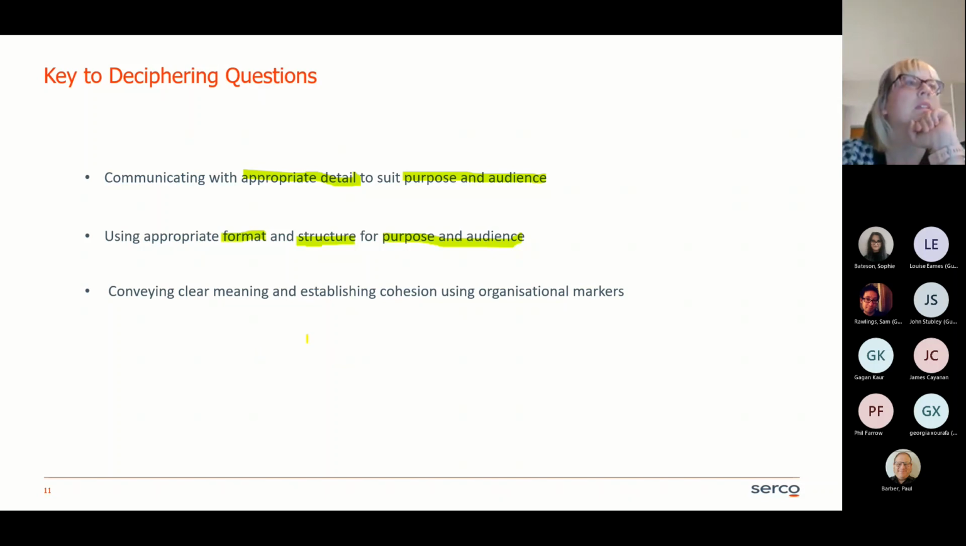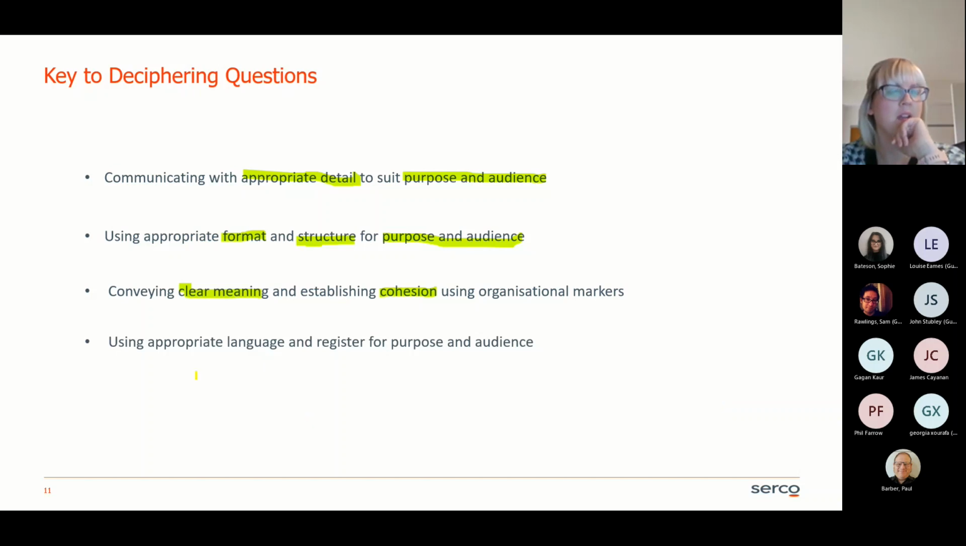So conveying clear meaning and establishing cohesion using organisational markers. Clear meaning, excellent. Fab, anything else before we move on to the next one? Cohesion, yeah. Fab, clear meaning and cohesion, just making sure the meaning of the document is very clear and it makes sense, basically. Last one then, same again, pop in the chat where you think we're going to be highlighting.